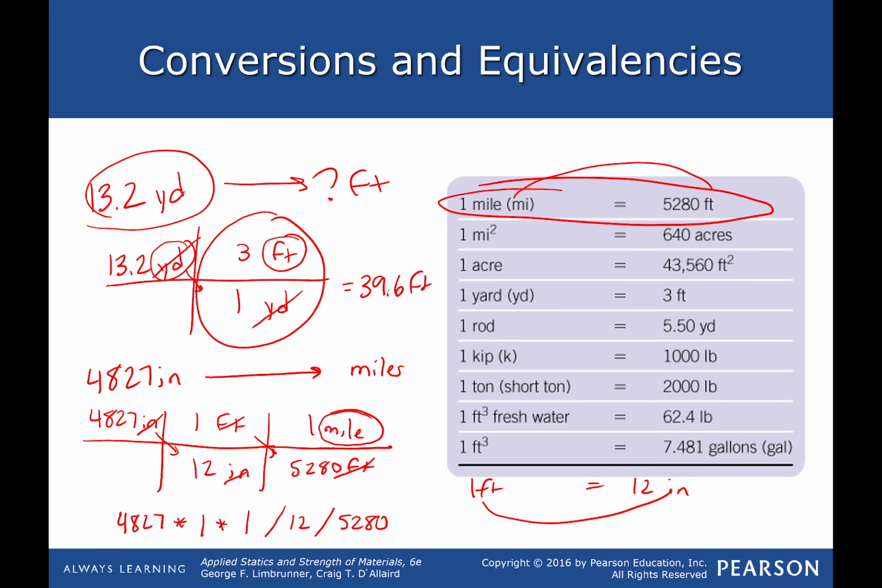So let's see this right here. 4,827 times 1 times 1. I know I don't have to multiply that, but I'm just doing it all the way. Divide by 12. Divided by 5,280. And that comes out to be equal to 0.076 miles. And boom, we have it. Look good, right? Happy days.